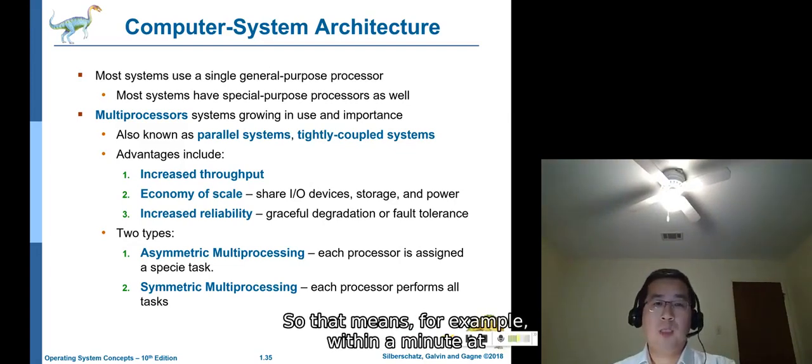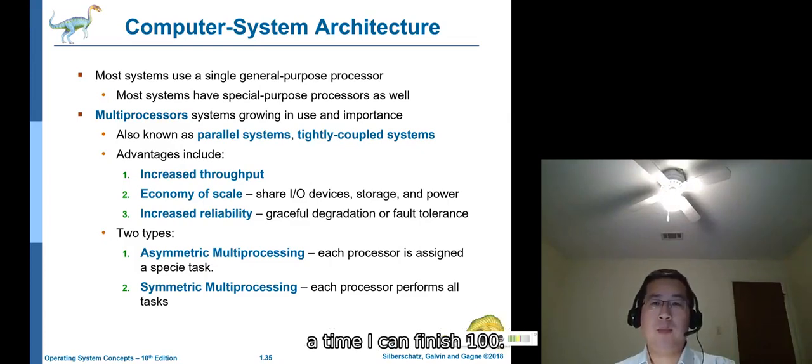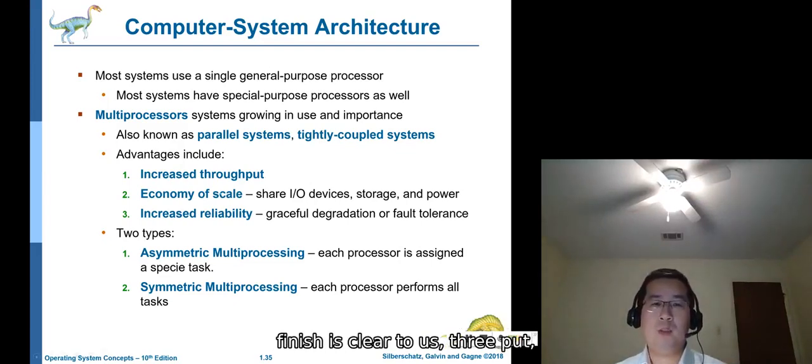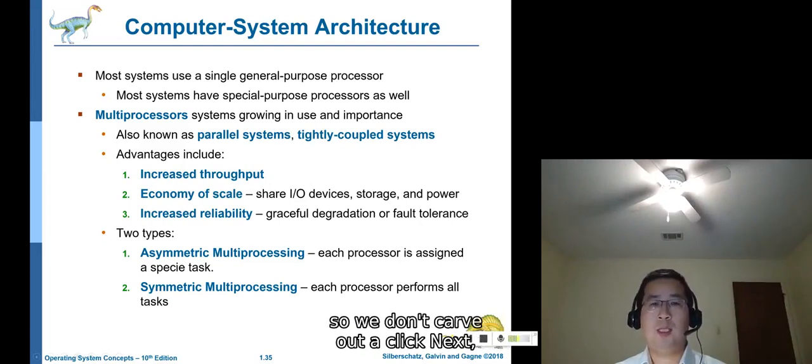Okay. So that means, for example, within one unit of time, I can finish 100, or I can finish 2. Okay, like this. That means how many jobs you can finish. This is called throughput. So we don't care about the complexity of the individual jobs.